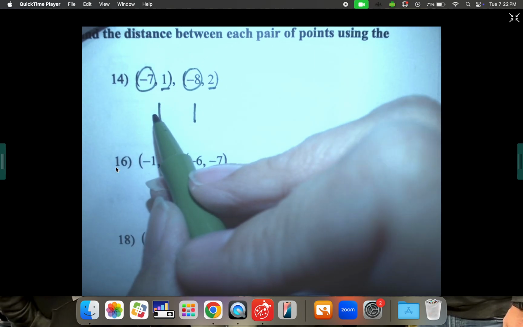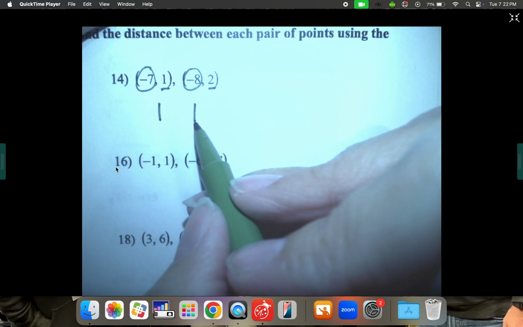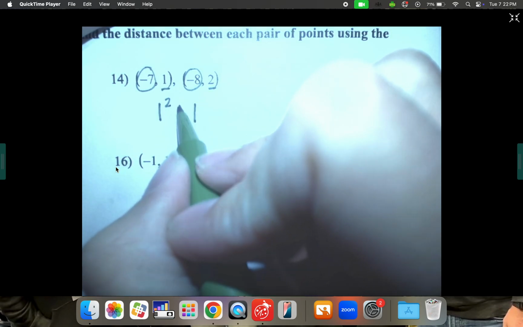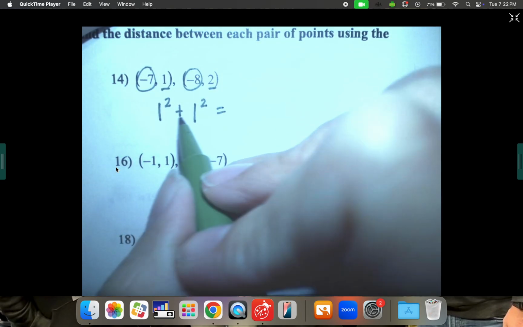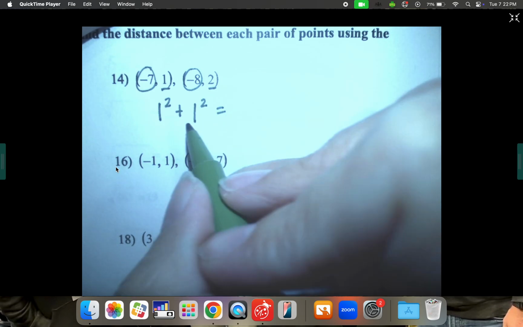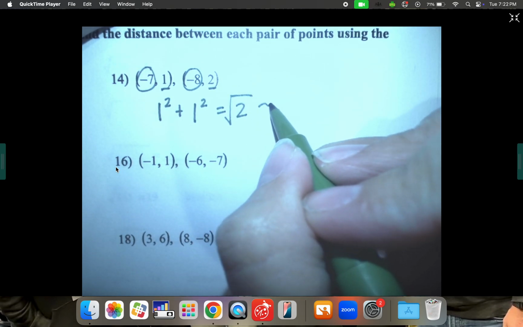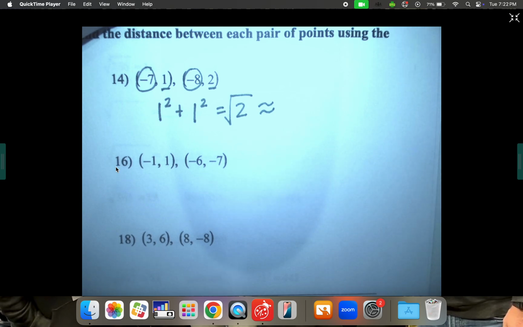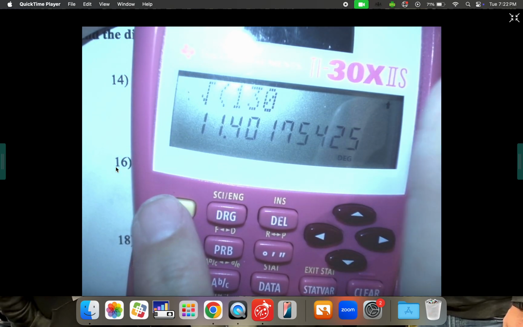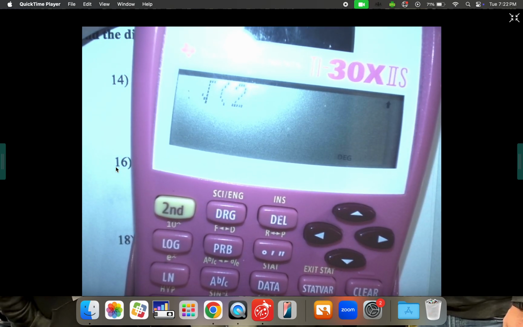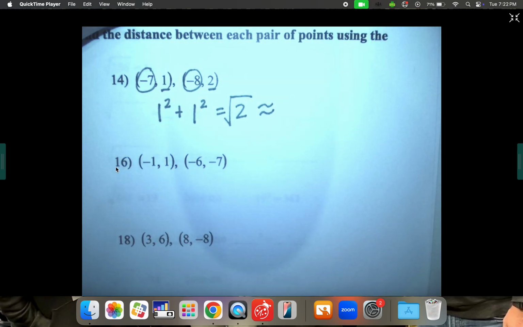And remember, these are leg lengths. That's your vertical distance and that's your horizontal distance. So you're squaring each of them. 1 times 1 is 1, 1 times 1 is 1, 1 plus 1 is 2. And then you still have to take the square root of it because that's the diagonal length. So we need the hypotenuse, which is the c squared side. So we have to take the square root of it, which is about 1.4.